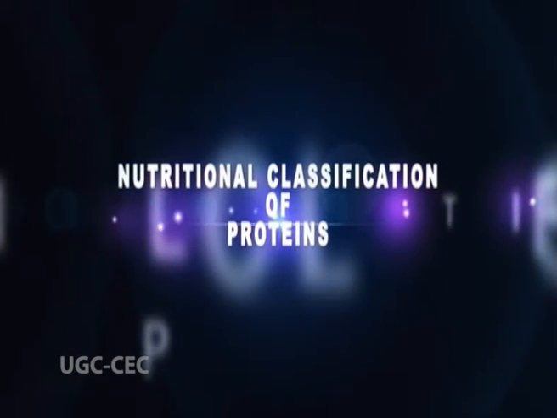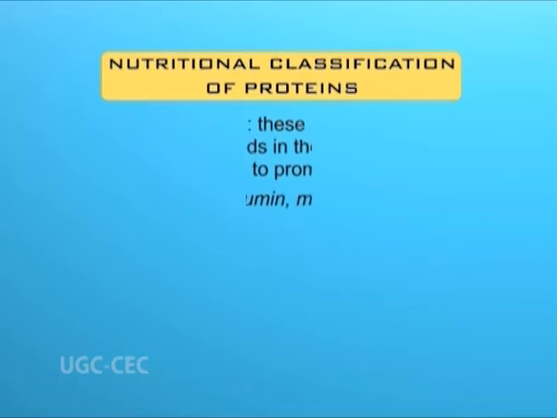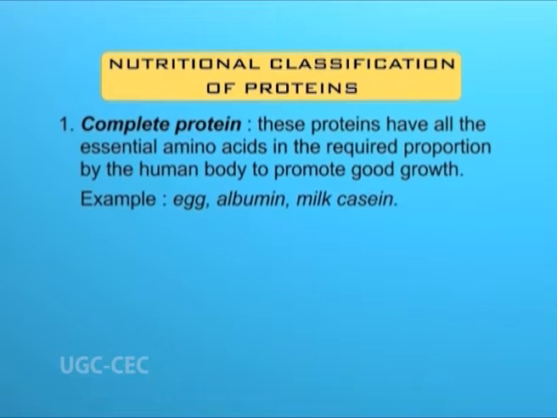Now, we'll see about the nutritional classification of proteins. The nutritive value of protein is determined by the composition of essential amino acids. From the nutritional point of view, proteins are classified as number 1, complete protein. These proteins have all the essential amino acids in the proportion required by the human body to promote good growth. Example, egg albumin, milk casein.